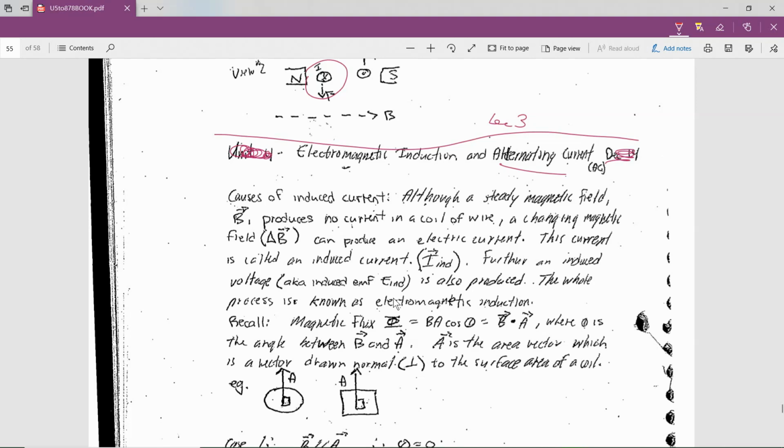We're going to look at electromagnetic induction and transformers. That'll lead into alternating current. Alternating current will be coming up, not in this lecture, but coming up.